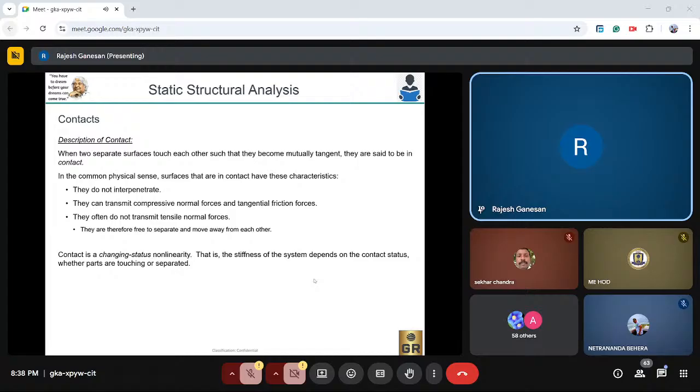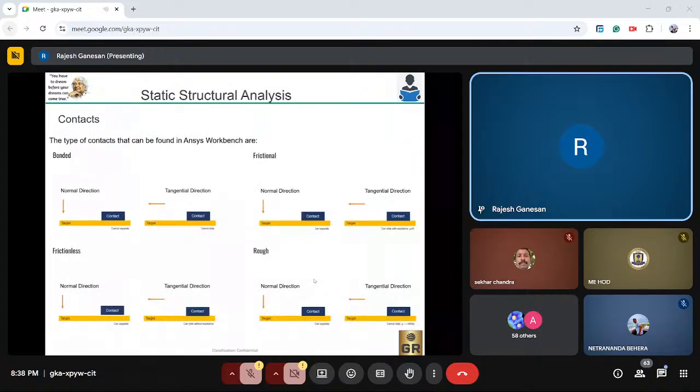Okay, you can see here, this is one of the examples. Contacts, the types of contacts that can be found in ANSYS Workbench. Okay, in the ANSYS FEA tool you are able to see this kind of contacts. One is bonded, which we will explain. In bonded, normal direction, tangential direction. In friction, normal direction, tangential direction.